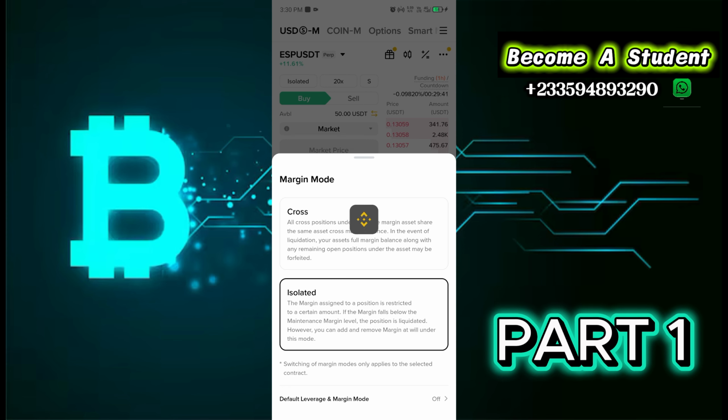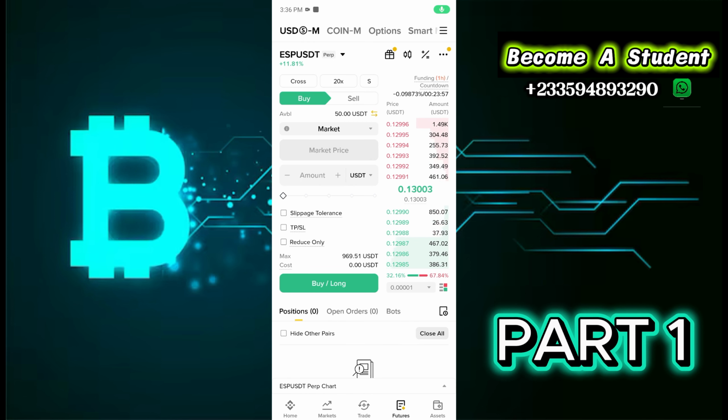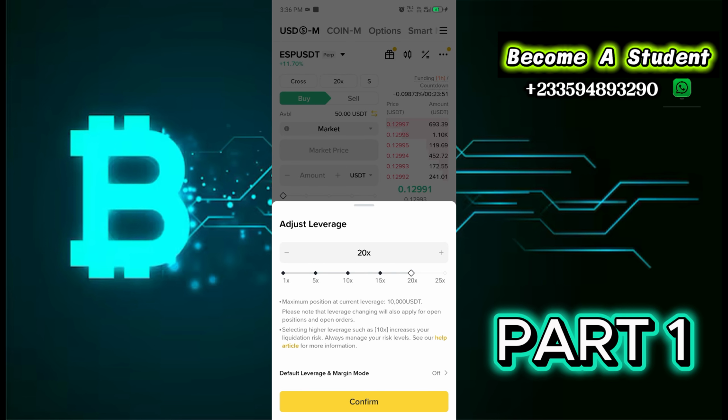Okay, so that's what we are talking about. So let me just bring it back to the cross margin. Now the next thing that I need to talk about is the leverage. This is the next thing right here, the leverage. So leverage is more like you borrowing money, whereby you'll be able to increase how much you lose or how much you gain if the trade either goes in your favor or goes against you.